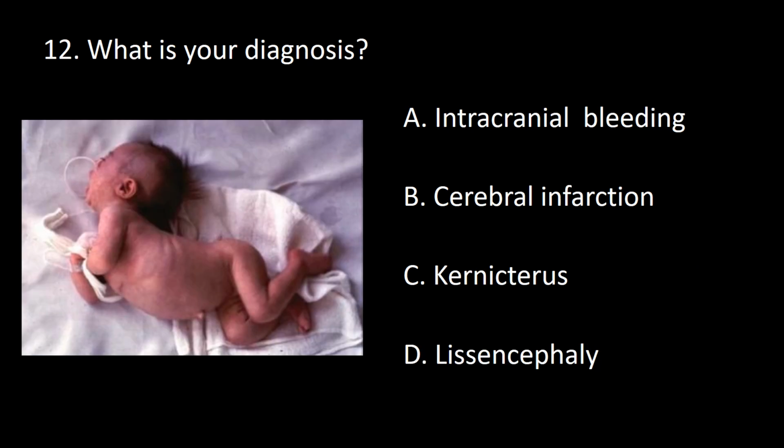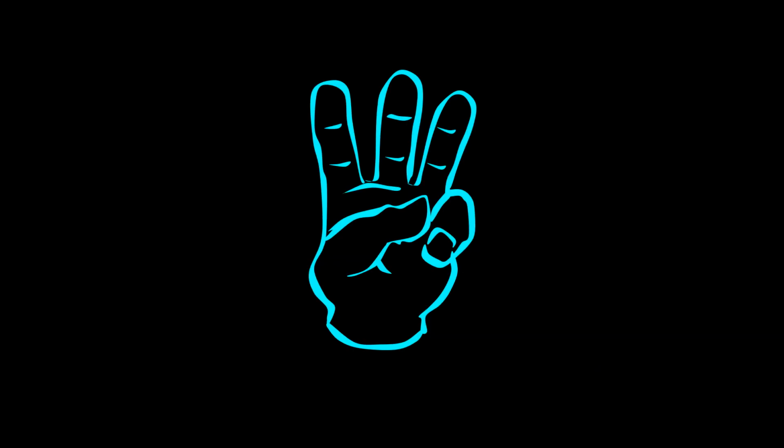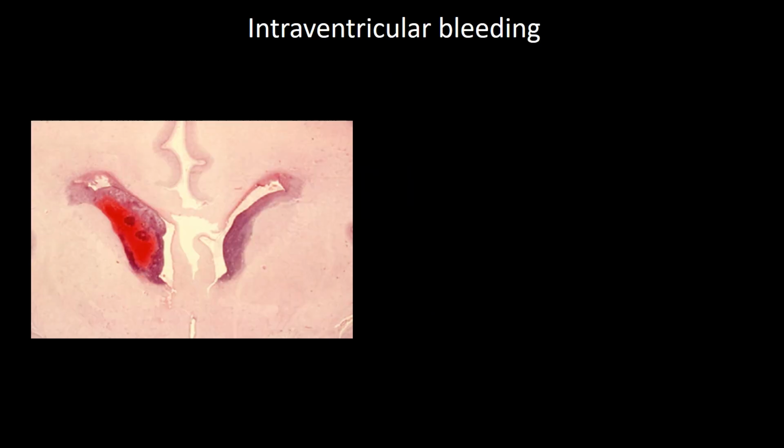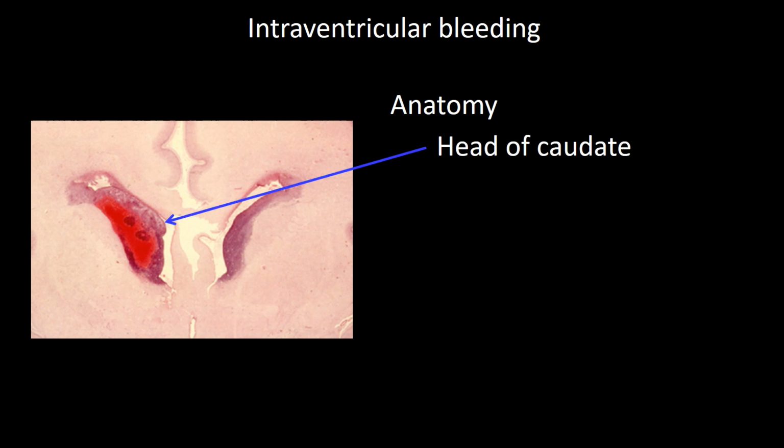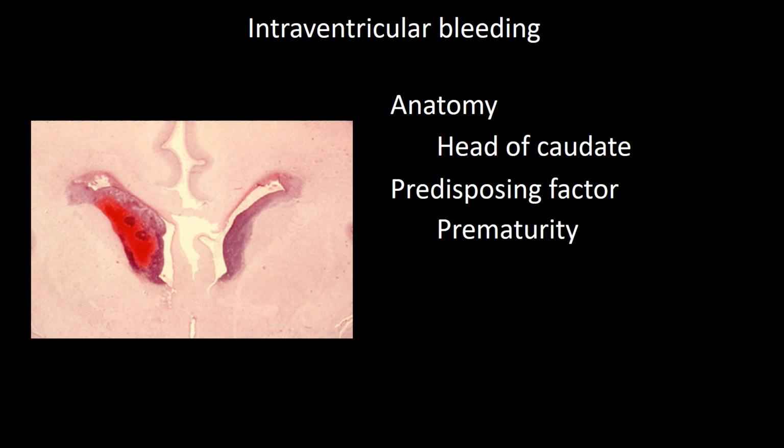Please take a look at this image and choose the best answer. A. Intracranial bleeding. B. Cerebral infarction. C. Kernicterus. D. Lissencephaly. Under the guise of this question, we will discuss 3 conditions. Lissencephaly has already been discussed. The first one is intraventricular bleeding. Intraventricular bleeding is the most frequent neonatal intracranial bleed. The anatomical area most often involved is the head of the caudate. The most important predisposing factor is prematurity.